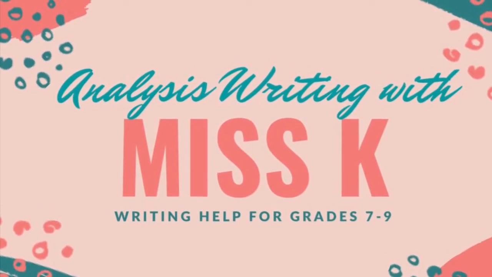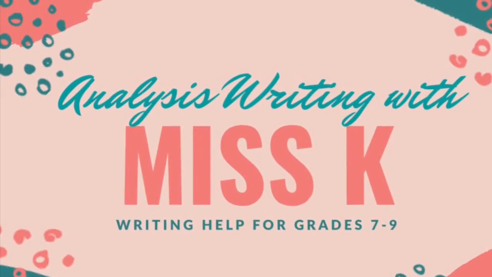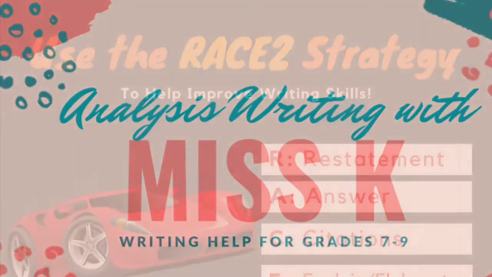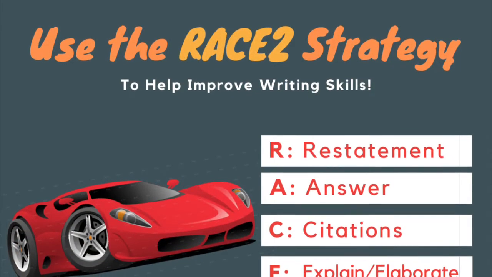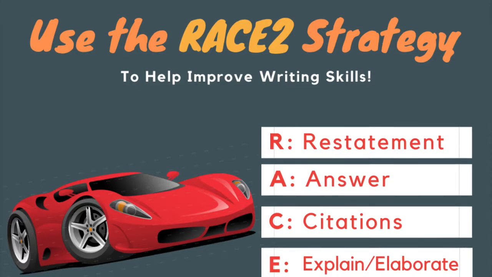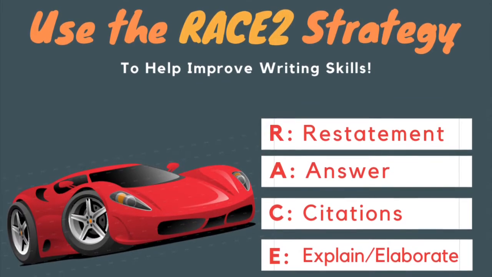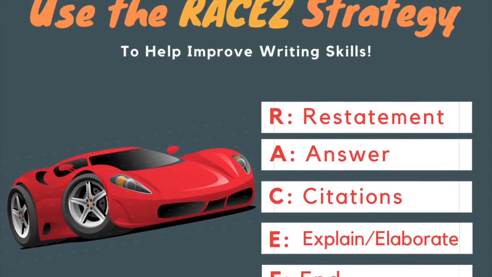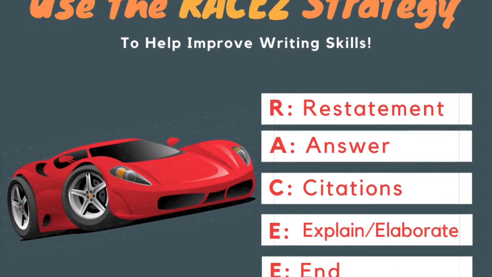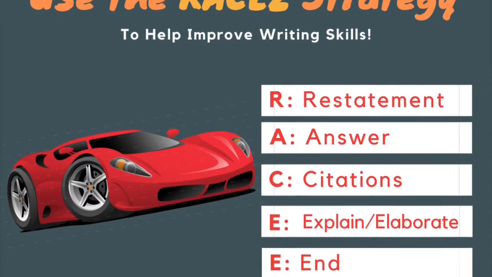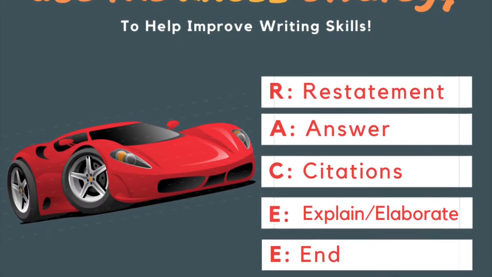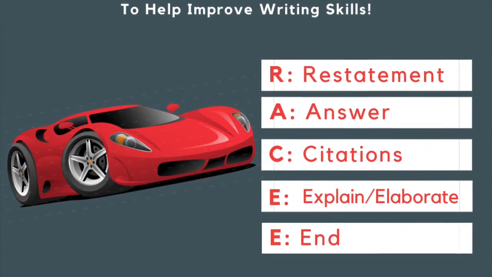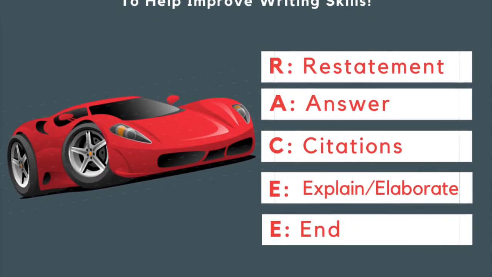This video is geared towards students in 7th through 9th grade to help them with analysis writing. To provide some extra help with analysis writing, it is easy to use the RACE2 strategy. Now, the RACE2 is just like it sounds, it's an acronym. The R stands for the restatement, the A stands for the answer, the C stands for the citations, the first E stands for explain or elaborate, and finally, the final E stands for the end. And this strategy is to help improve writing skills.